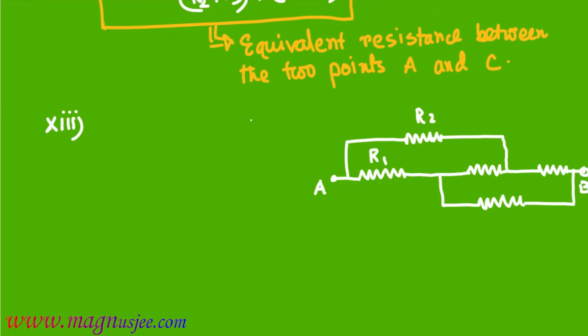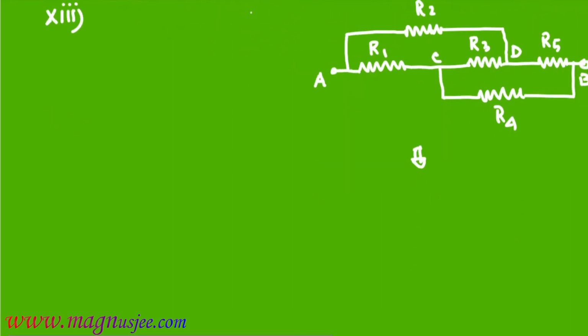Resistance R1, R2, R3, R4, R5. This one is C and D. That means these 5 resistances are connected between the 2 points A and B, and the modified circuit diagram will be as follows.